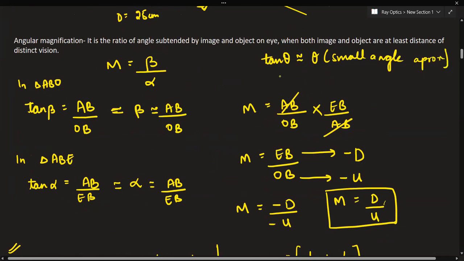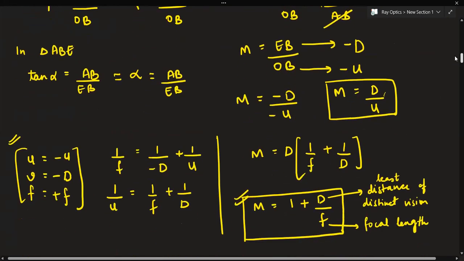From small angle approximation, sine theta and tan theta both can be equal to theta. So magnification M is AB divided by OB, meaning the ratio of tan beta and tan alpha. That gives finally D by U. Now see, U can be eliminated using the lens formula. The lens formula says 1 by F is equal to 1 by V minus 1 by U. This is the lens formula.